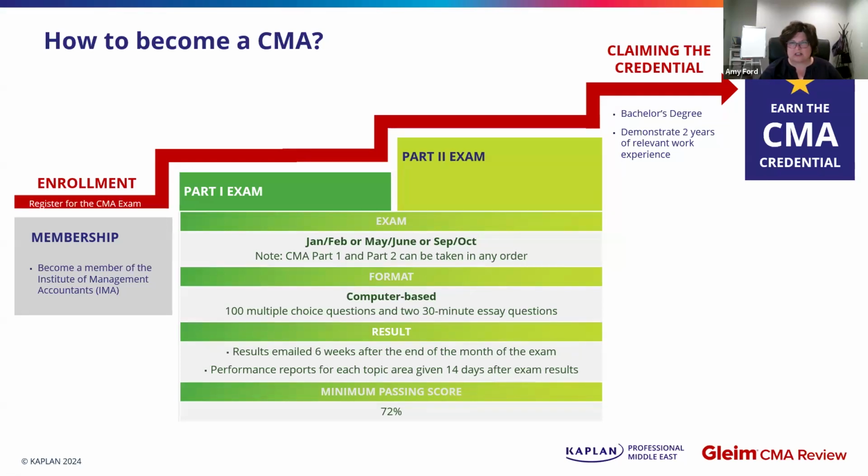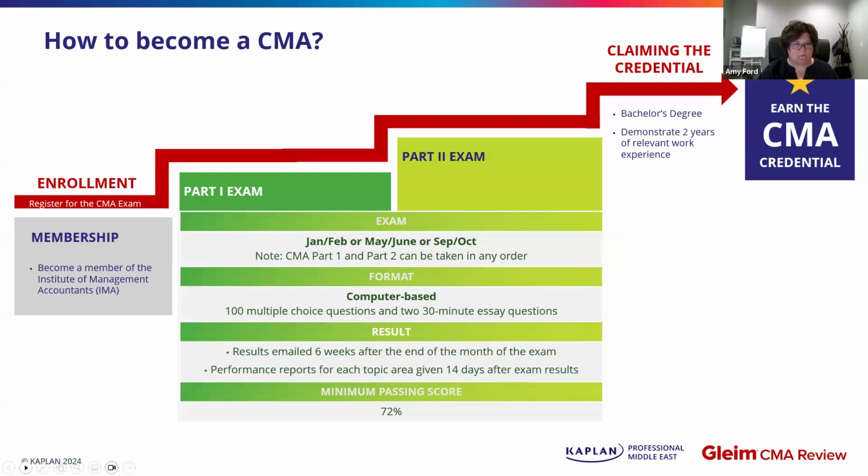So this is the basic steps for sitting for and earning the CMA credential. Just a couple key things I want to point out. It's a two-part exam, and it's offered in windows by the IMA. So you have a window right now. We're in the May-June testing window, and then the next testing window would be in September, October. Each part is going to be 100 multiple choice questions and two 30-minute essays.